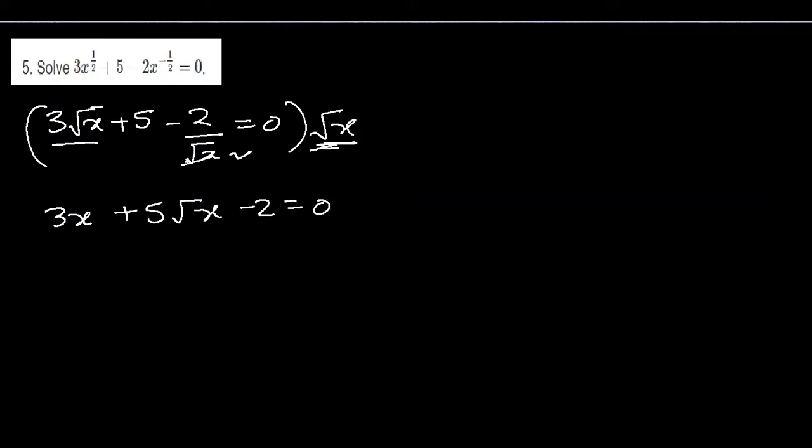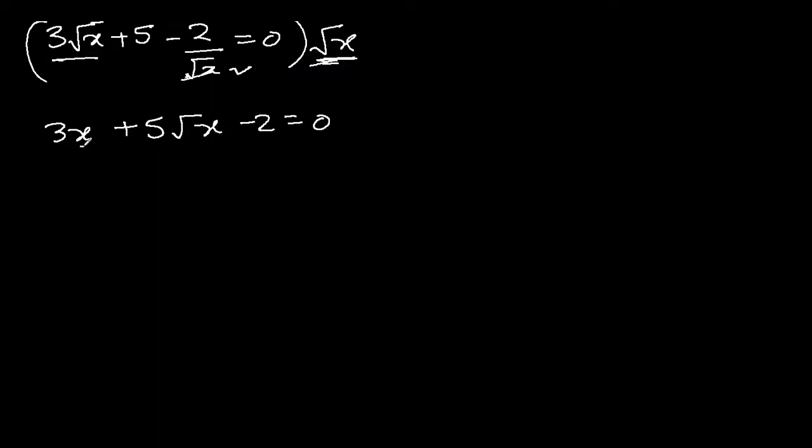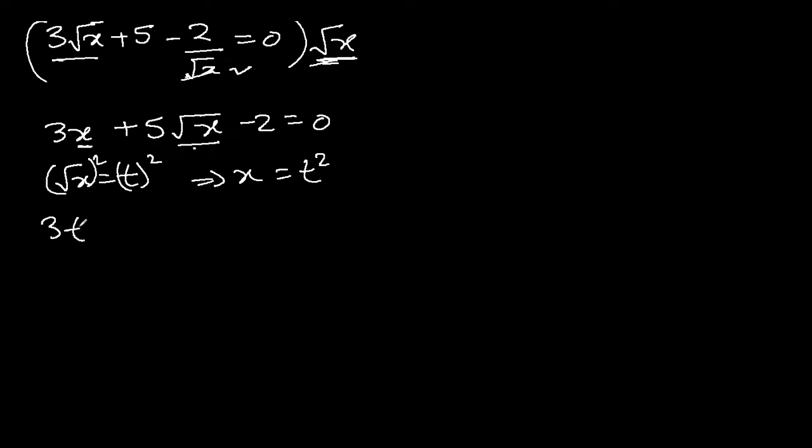Okay, so now since the leading term x is a square of the middle term, that means it's kind of a quadratic expression. And what can we do? We can assume square root x equal to t, and that's how it will become quadratic. So we'll square both sides. This gives us x equal to t square. So square root x is t and x is t square. So we will now write the new quadratic equation: 3t square plus 5t minus 2 equal to 0. And now we'll factor this to get our answer.